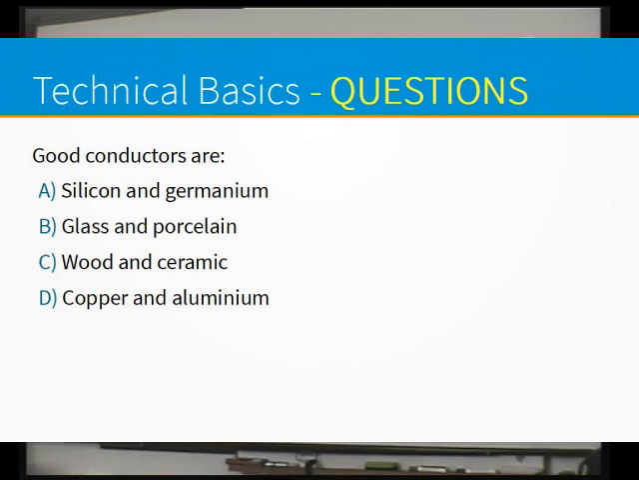Good conductors are D, copper and aluminium, well and truly. The B and C are all insulators. A, they throw in silicon and germanium, which are actually what we call semiconductors. This is what transistors are made from. So they throw that in to really go, oh, yeah, okay, right.